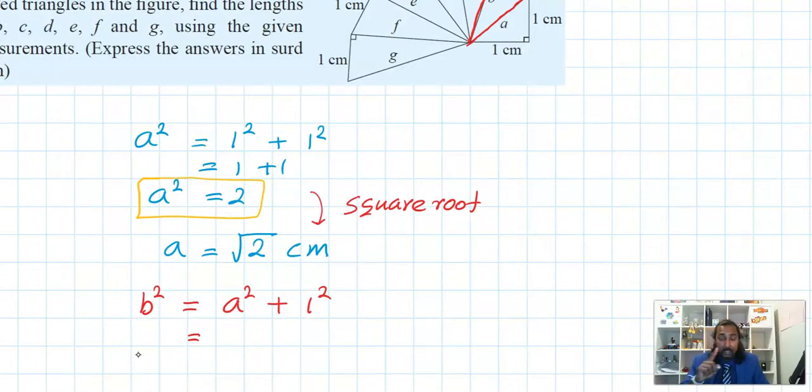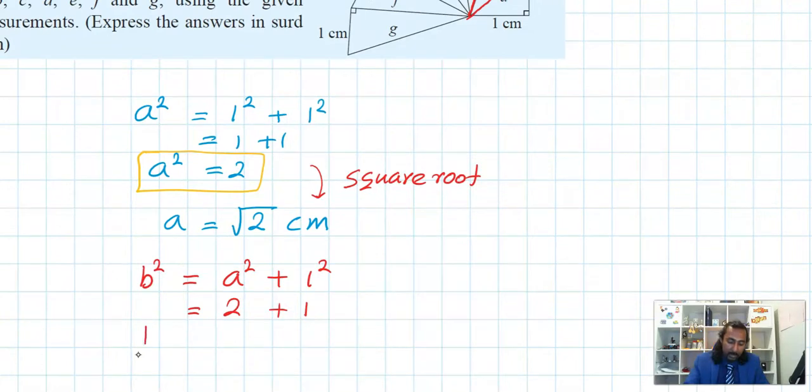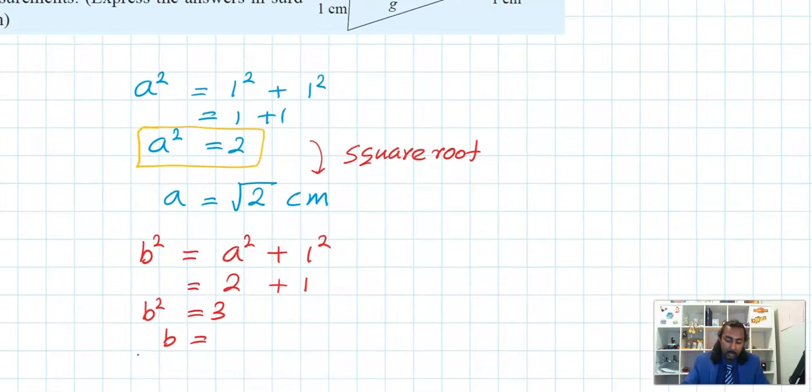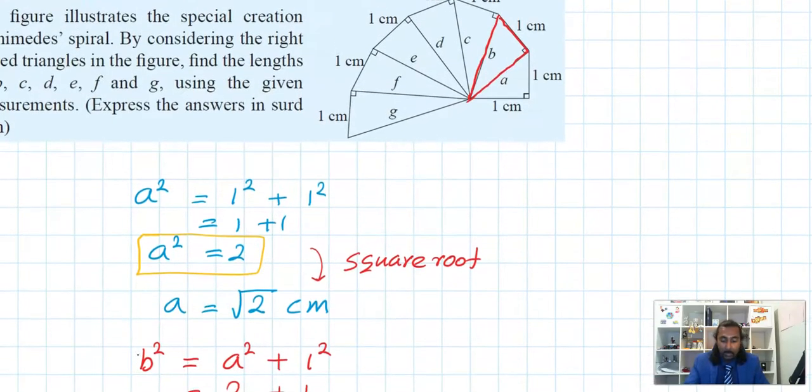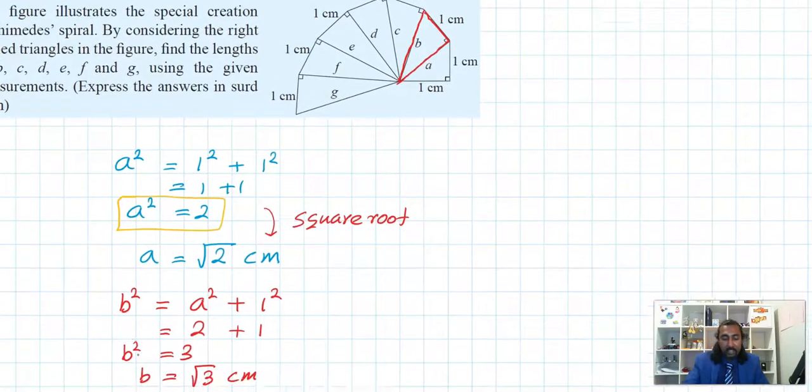Remember the one that I covered in yellow? a squared. I know it's 2. I don't need to start doing squaring again. It's already there, so I simply drag it. 1 square is 1. Hence, b squared becomes 3. When you take the square root on both sides, you will get square root of 3 centimeters as the length for the b. Now, this is fairly easy. You just keep going.